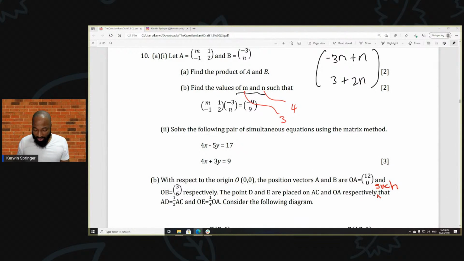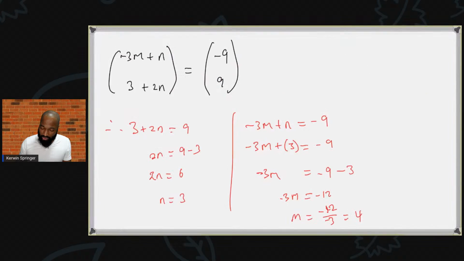Solve the following pair of simultaneous equations using the matrix method. So this is lovely. You all get to see this entire operation in effect. There's a way to do this on the calculator that I recommend as well. I wonder if I'll have time to show all that, if I have energy to show all that.